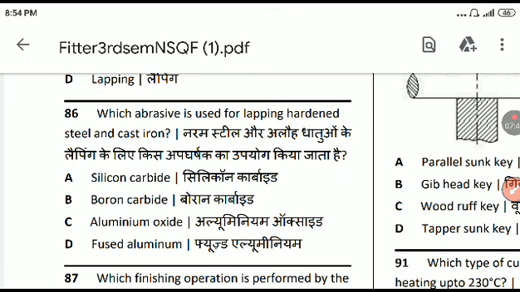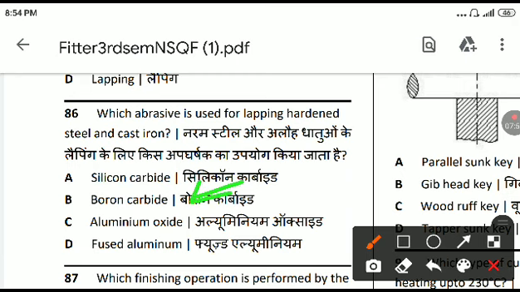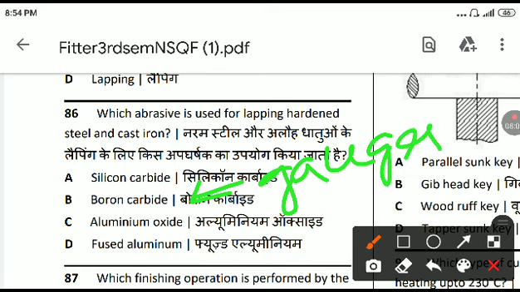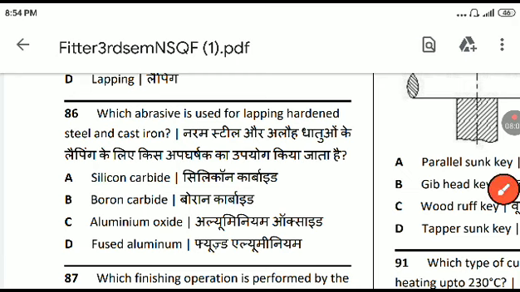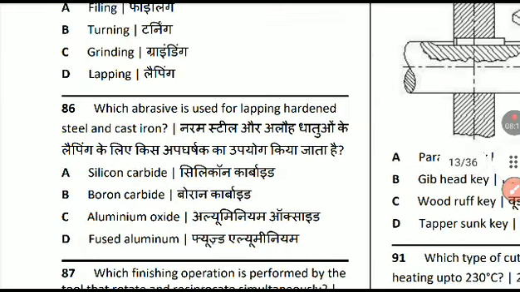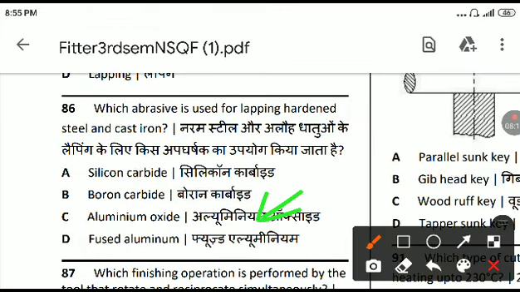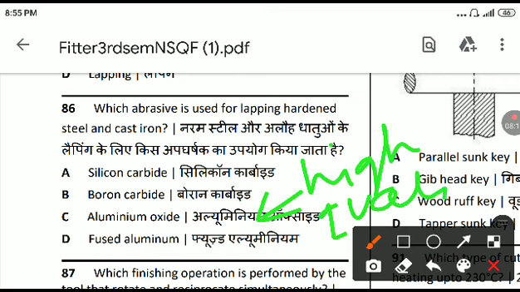Boron carbide is used for lapping gauge and dies. Aluminum oxide is used for high quality finish.